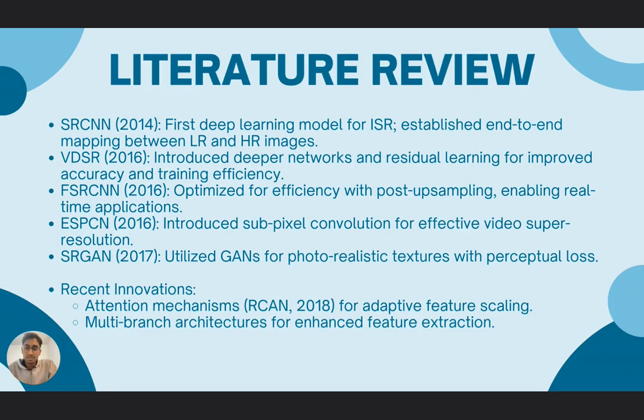Then there was ESPCN, which introduced subpixel convolution, a novel approach that's especially effective for video super resolution. Then there are approaches like SRGAN, which brought in generative adversarial networks. This model made significant strides by focusing on perceptual quality and generating photorealistic textures. More recently, researchers have explored attention mechanisms like RCAN to adaptively focus on important features, and multi-branch architectures to improve performance further. The later methods that I mentioned are more computationally intensive. So for the course of this project, we focus on the lighter, earlier ones, which are also the foundational methods.